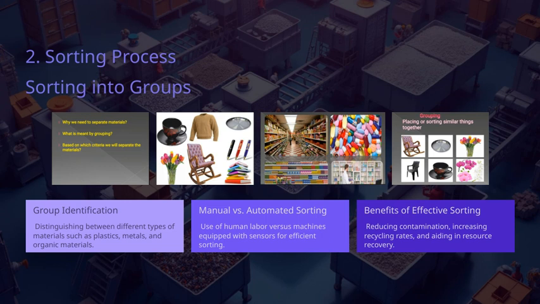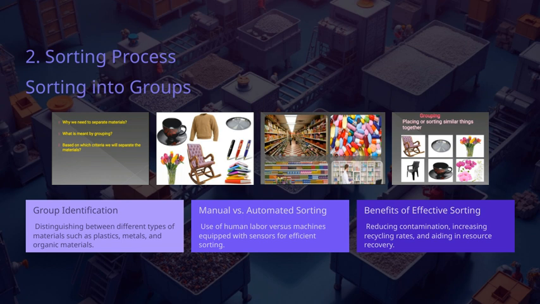First, we have sorting into groups, which is all about categorizing materials to make recycling more efficient. This involves identifying different types of materials, such as plastics, metals, and organic materials, so each can be processed appropriately. Next, we need to distinguish between these materials accurately, since each type requires specific handling. You might wonder how this is done. Well, it can be manual, with workers sorting by hand, or automated, using machines equipped with sensors that can quickly and precisely identify materials.